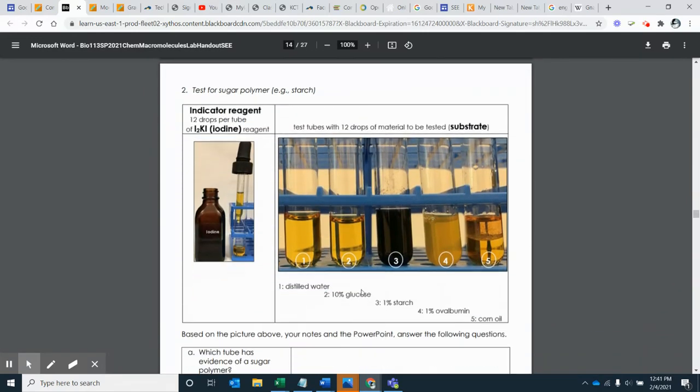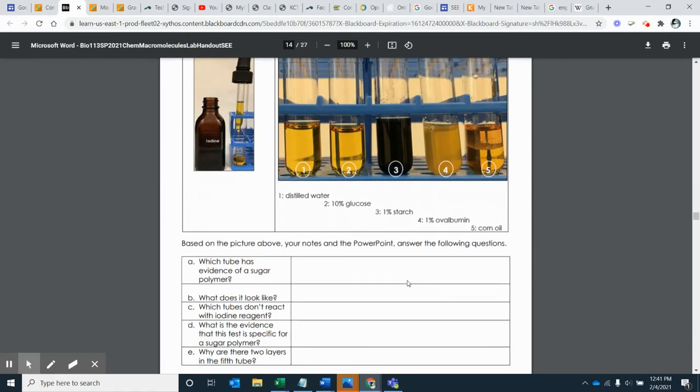All right, then the test for the polymer for starch. So for iodine, again, you've got the distilled water, you've got the glucose, you've got the albumin, which is your protein, and you've got the corn oil. And note there's 2 layers again. And the only thing that's positive here is black, which is the starch. So iodine is an indicator reagent for a sugar polymer. So evidence for the sugar polymer is 3, and it looks black.